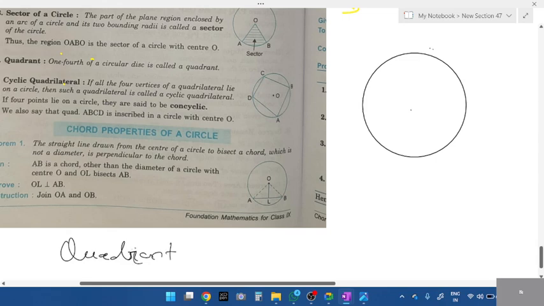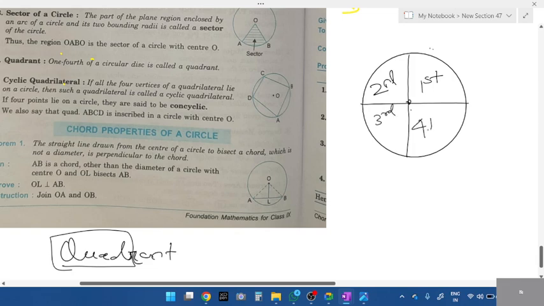What do you mean by quadrant, students? Do you know the meaning of quad? Yes, quad means four, which means this circle is split into four parts. Each part is known as one quadrant. First quadrant, second quadrant, third quadrant, fourth quadrant.